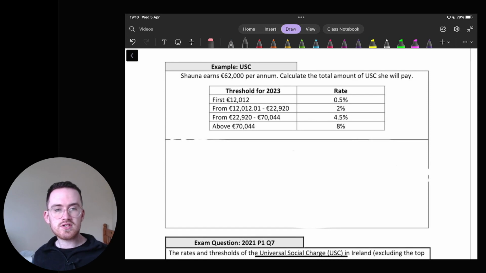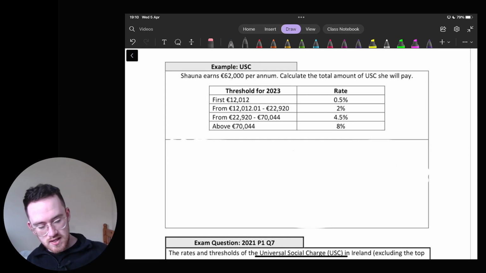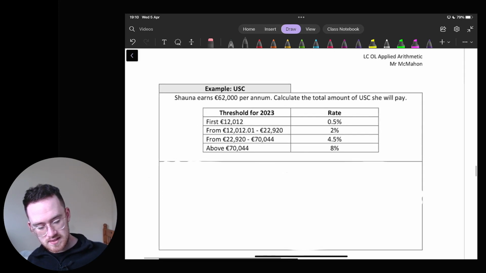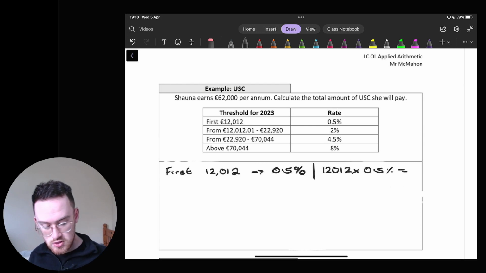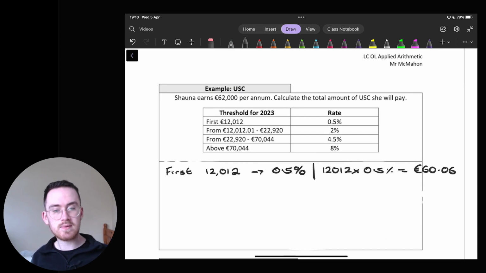So on the first 12,012, it's 0.5%, and so on and so forth. So these are the rates that we have. Let's rewrite this table, even just rewriting it in some way for ourselves. In the first 12,012, it's going to be 0.5%. How much USC is she paying on that first section of her money? 0.5% gives €60.06. Okay, so that's one that you'll probably see quite a bit.